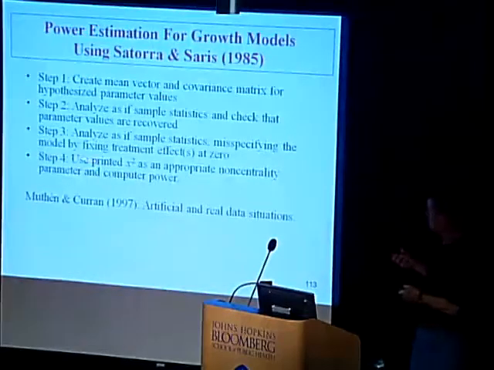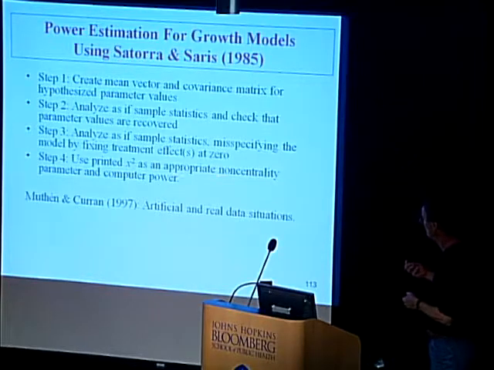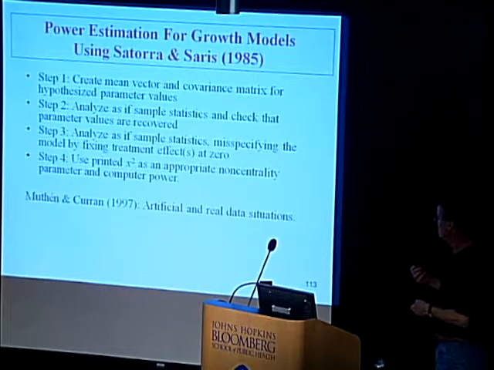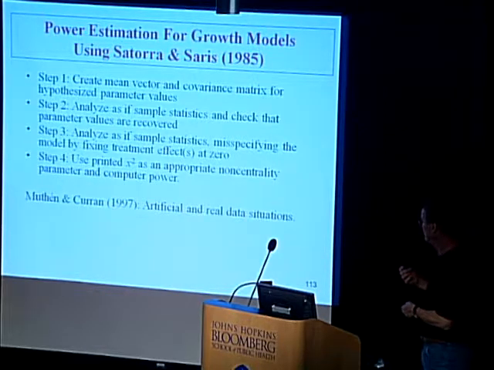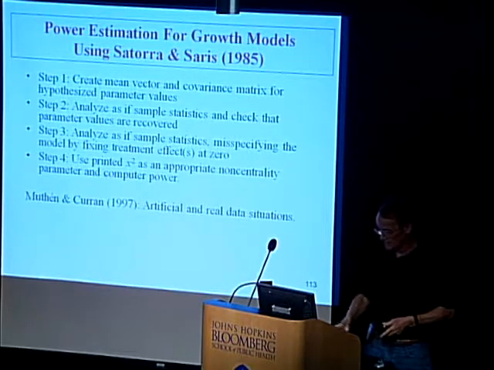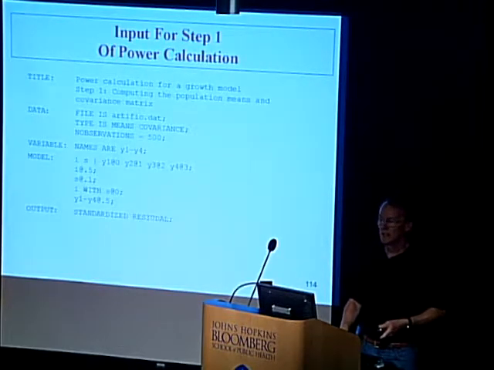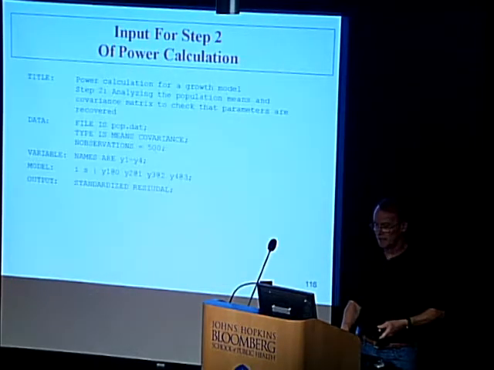And then you use the printed chi-square as an appropriate, approximate, I think you should say, approximate non-centrality parameter for which you can compute power. This is the approach that's described in Mathieu and Curran, and it was used for the plots in that paper. So you have the different steps illustrated here on these slides, and I'm not going to go through them.